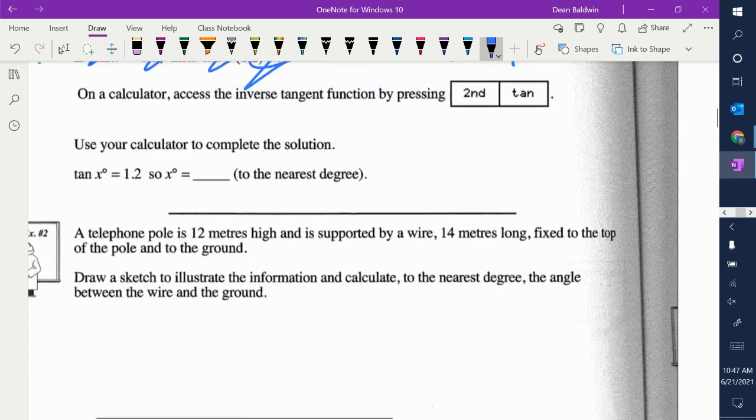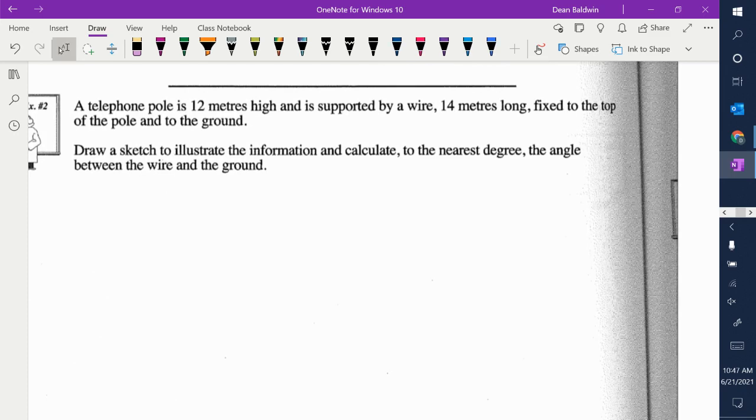All right. Okay. We have a telephone pole. It is 12 meters high, supported by a wire, 14 meters long, fixed to the top of the pole and the ground. Draw a sketch. What shape do we always deal with in trig? Triangles. So we draw a triangle. Here's our telephone pole, 12 meters. The wire is 14 meters long. Where does the 14 go? On the hypotenuse, exactly.